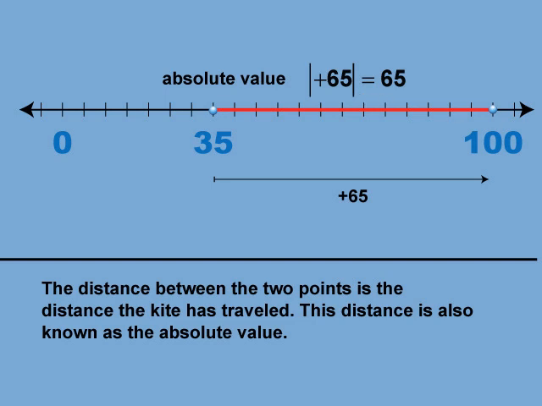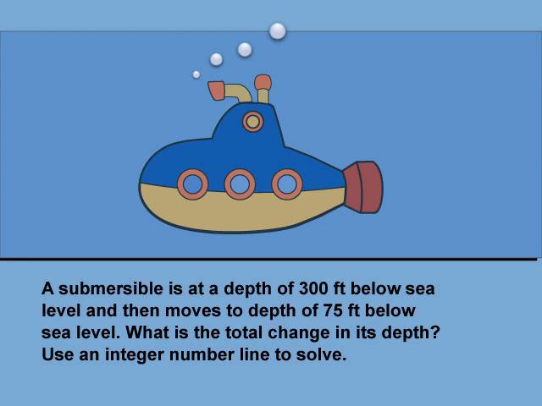Let's look at another example. A submersible is at a depth of 300 feet below sea level, and then moves to a depth of 75 feet below sea level. What is the total change in its depth? Use an integer number line to solve.